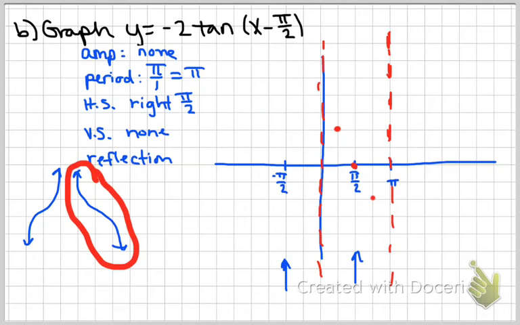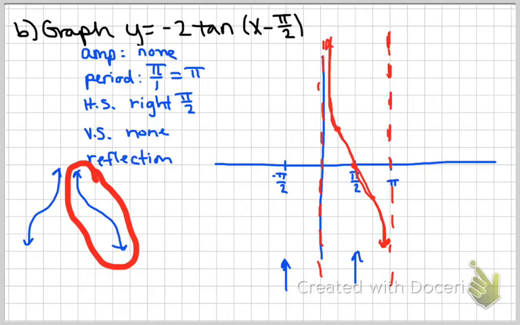And now that I've got those points, I can go ahead and connect them, keeping in mind that it is going to get close to that asymptote, but not ever touch it. And I make it curve as much as I can. I didn't do the best of jobs there, but there's my tangent function.